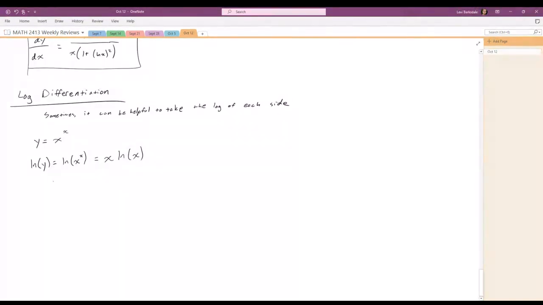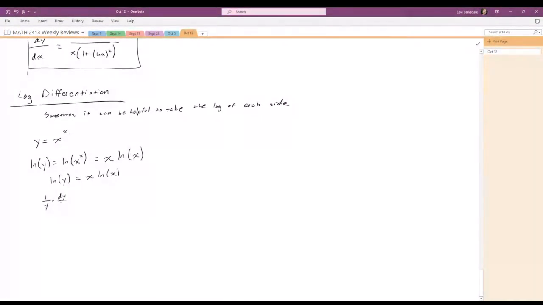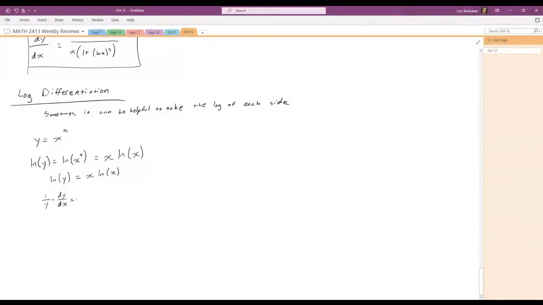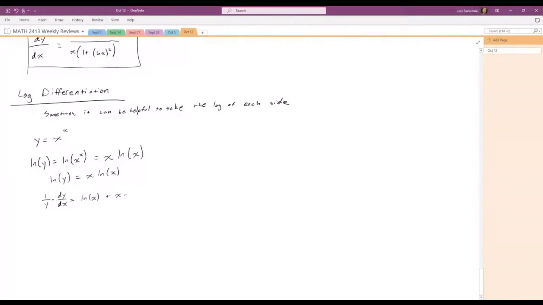So I am going to use implicit differentiation to find the derivative of the natural log of y is equal to x times the natural log of x. Right. So taking the derivative, I would have 1 over y multiplied by the derivative of y, which is dy dx, is equal to, on the right-hand side, I use the product rule. Derivative of x is 1. Leave natural log of x alone, plus x times the derivative of natural log of x, which is 1 over x times 1. Now this right-hand side simplifies to the natural log of x plus 1.